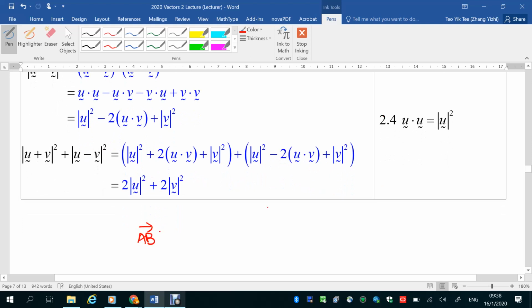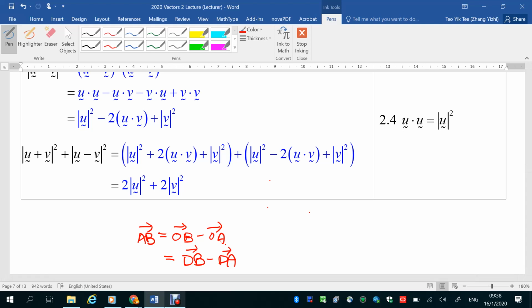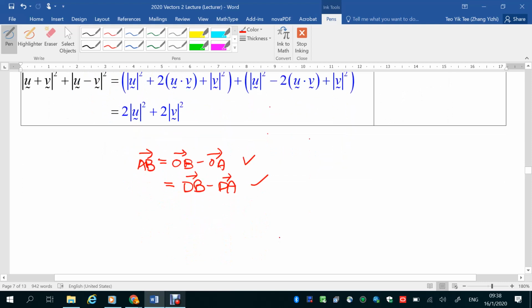Can you accept that AB is equal to OB minus OA via your vector addition? Can I also say that AB is equal to DB minus DA? Can I accept? Anybody cannot understand this? Okay, so you'll be relying on these two important pieces of knowledge in the subsequent part of the lecture.